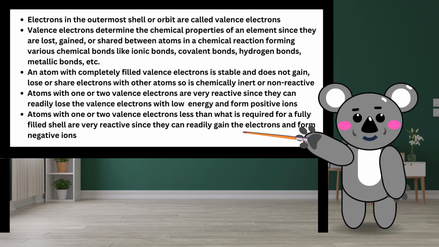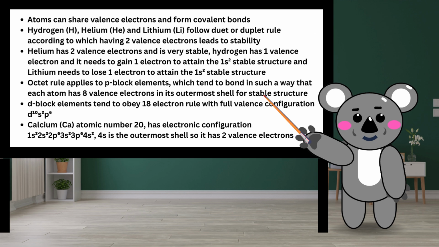Atoms with one or two valence electrons are very reactive since they can readily lose the valence electrons with low energy and form positive ions. Atoms with one or two valence electrons less than what is required for a fully filled shell are very reactive, since they can readily gain the electrons and form negative ions. Atoms can share valence electrons and form covalent bonds.